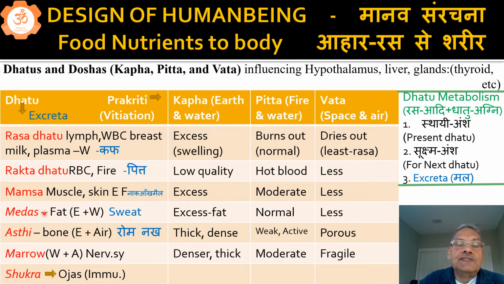Now, from Meda, with the help of Medagni, Asthi is formed. In the case of Kapha people, Asthi will be thick and dense. But in the case of Pitta people, Asthi or bones are comparatively weak but active. They may not be so thick but active. But in the case of Vata people, because of the Vata effect, the bones will become porous in nature. So it means there are chances of arthritis in Vata people.